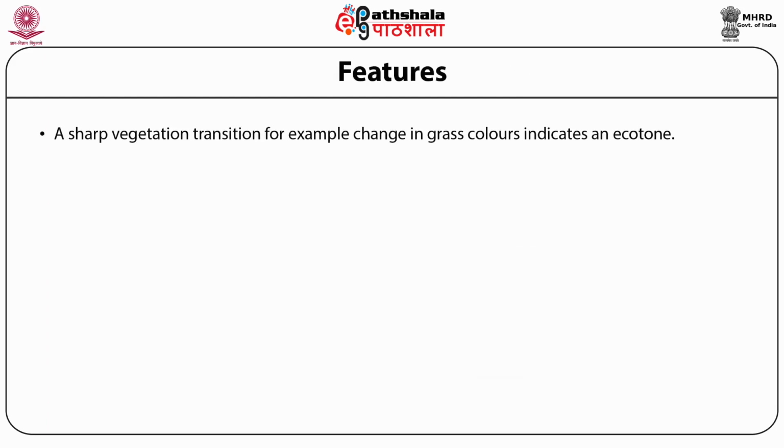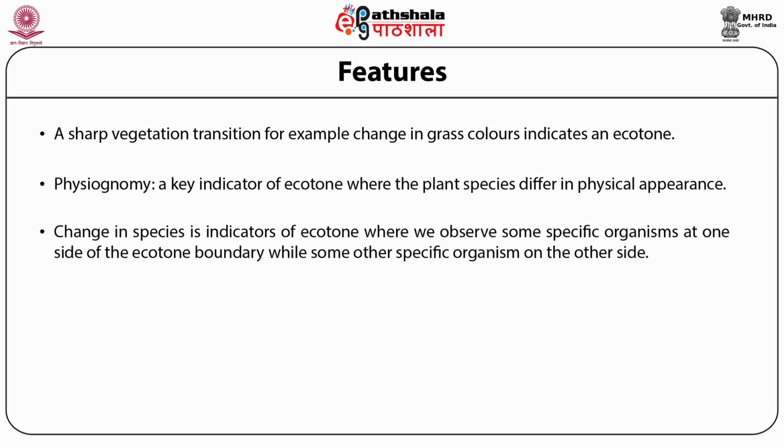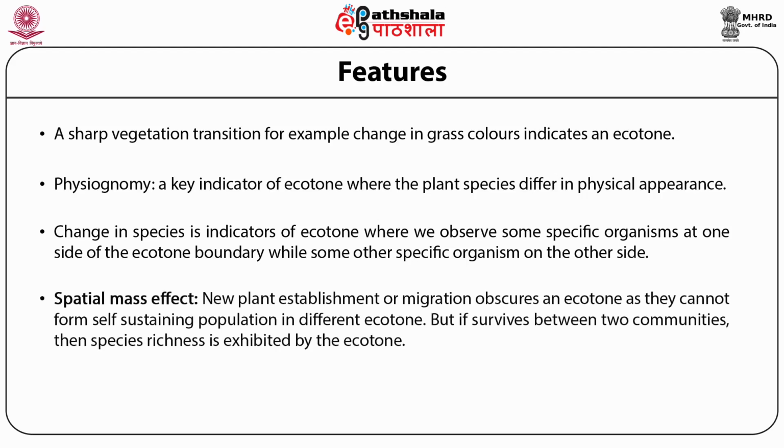Features: a sharp vegetation transition, for example changes in grass color, indicates an ecotone. Physiognomy is a key indicator of an ecotone, where the plant species differ in physical appearance. Change in species is an indicator of an ecotone, where we observe some specific organisms on one side of the ecotone boundary while some other specific organisms are on the other side. Mass effect: new plant establishment or migration obscures an ecotone as they cannot form self-sustaining populations in the ecotone. But if they survive between two communities, then species richness is exhibited by the ecotone.